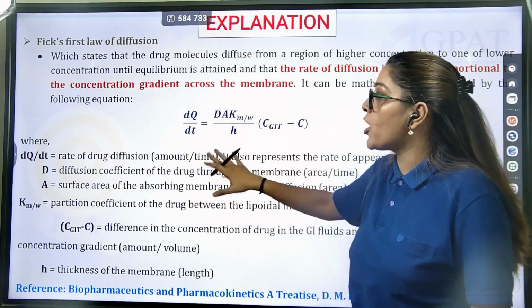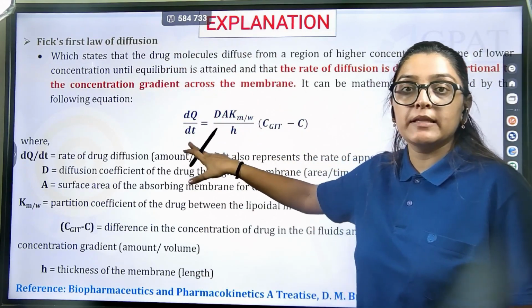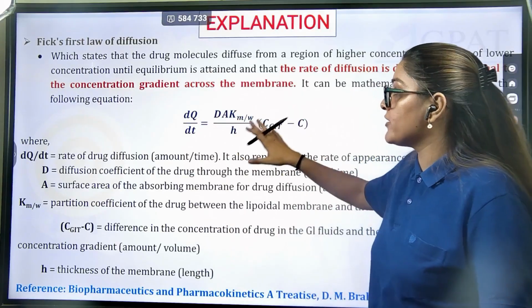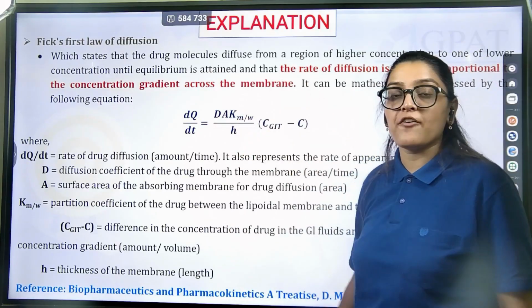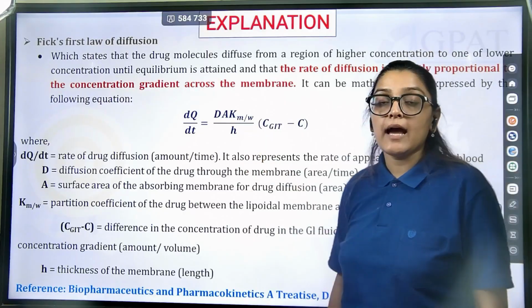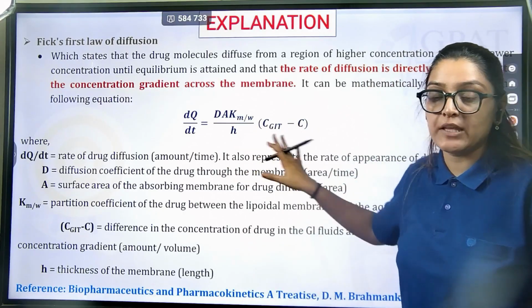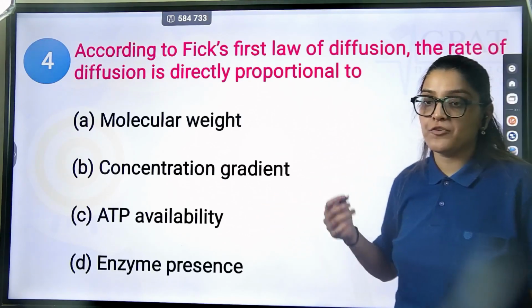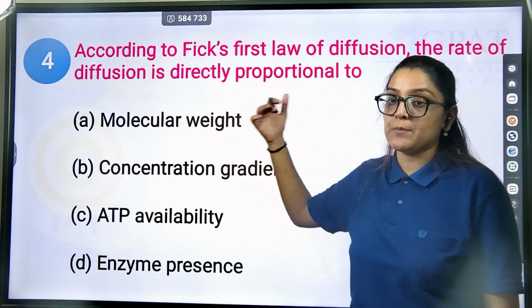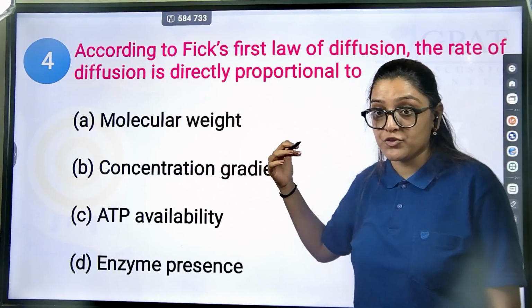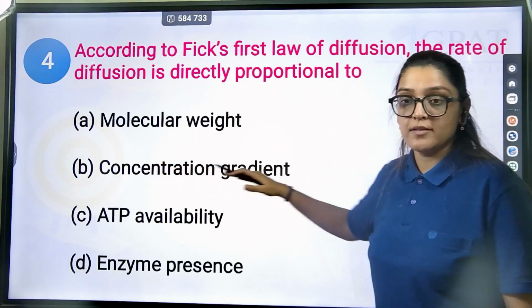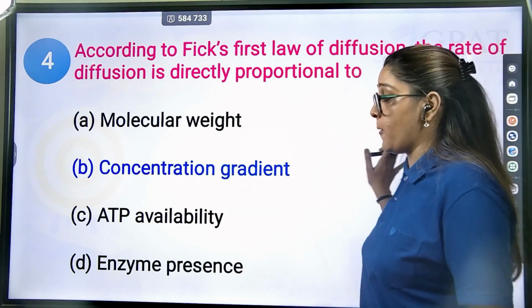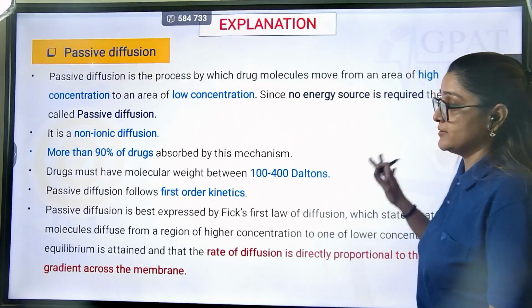You can already spot this: dQ/dt will be the rate of drug diffusion, D will be the diffusion coefficient, then we have the surface area, then the partition coefficient upon the height, and here we have the difference of the concentration. Next, according to Fick's law of diffusion, the rate of diffusion is directly proportional to, as we have just seen, the concentration gradient. Based on its equation, option B will be correct.